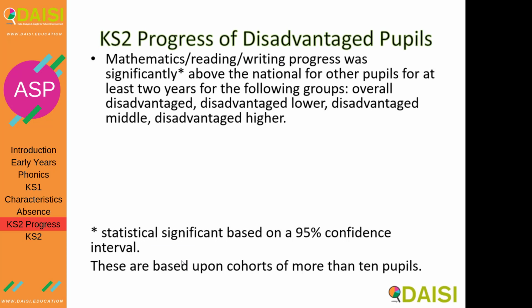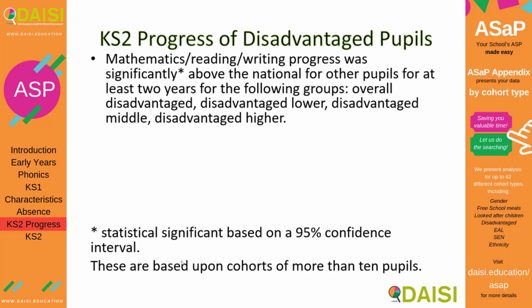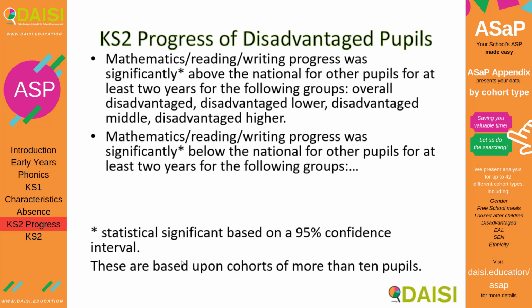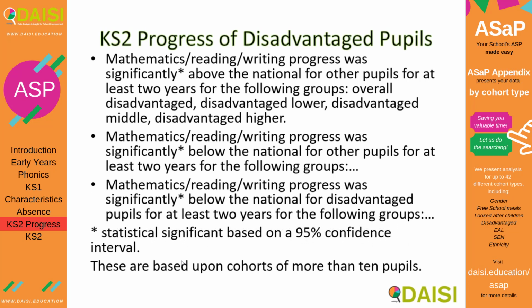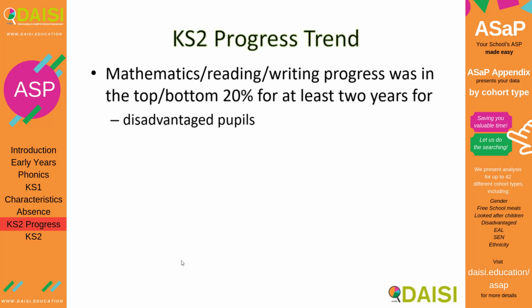For larger schools, those who have got at least 11 for disadvantaged lower, disadvantaged middle and disadvantaged higher, then Ofsted may take those groups and say, were you significantly above or significantly below in terms of progress? Were you significantly above the national other? Were you significantly below the national other? Or were you significantly below the national disadvantaged? So this will only happen if you have got particularly high disadvantaged cohorts.